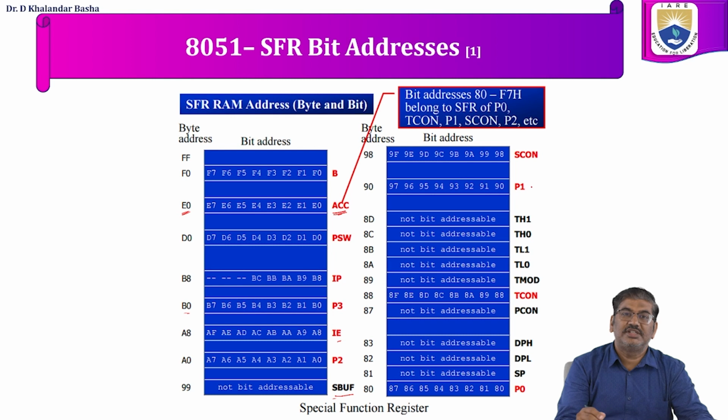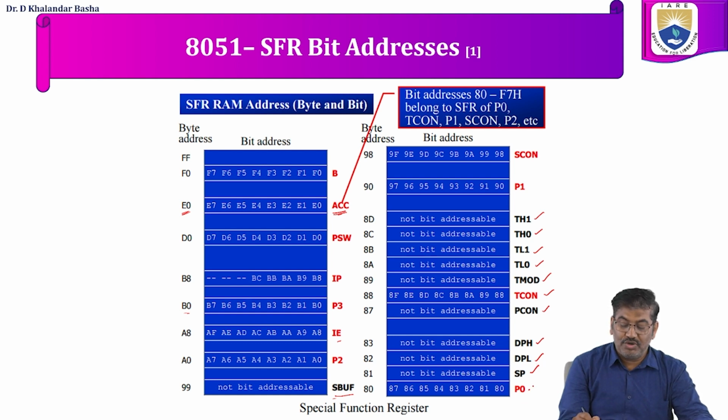If it is byte addressable, it is 90H. Whereas the timer registers TH1, TH0, TL1, TL0, TMOD, and PCON are byte addressable. We can't access them bit by bit. Whereas the TCON register for timer control is bit addressable from the address 88 to 8FH. The data pointer DPH and DPL and stack pointer SP are not bit addressable; they are byte addressable.